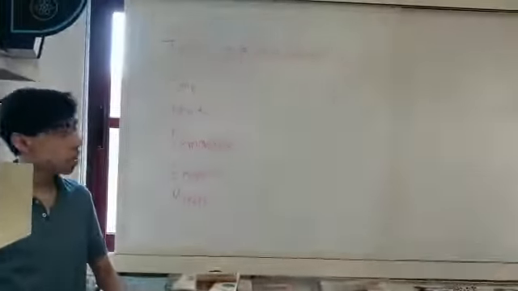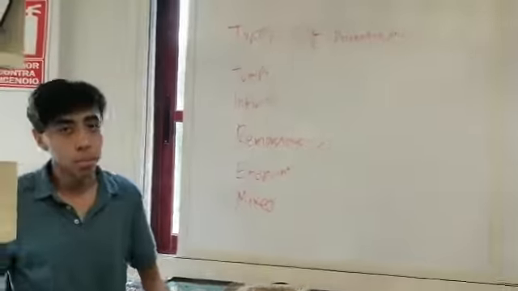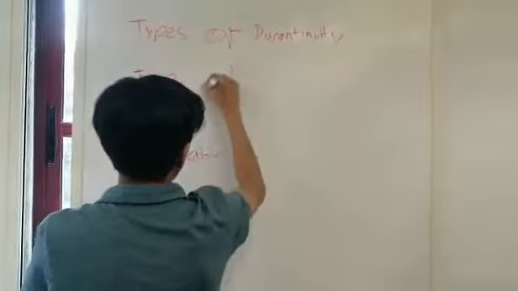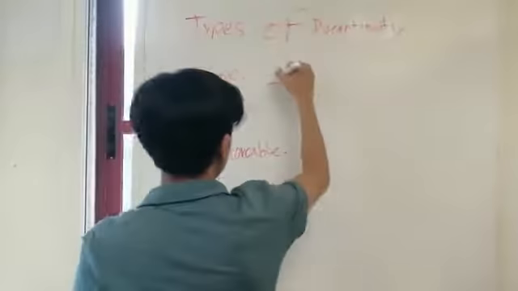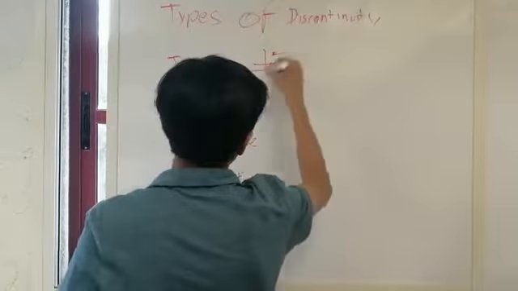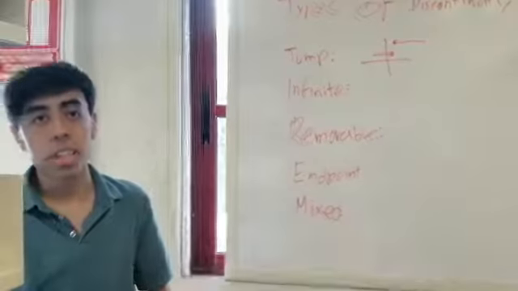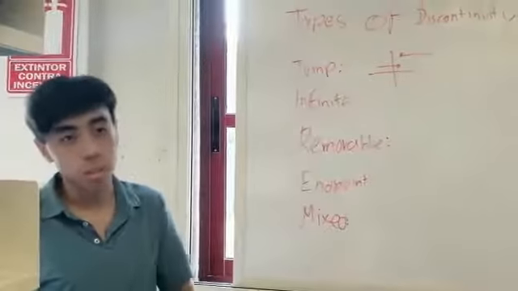One of the examples of discontinuity, the first one, is jump. It's when we have a graph and we have both functions that are not connected and they don't follow any pattern, and therefore there's no limit.